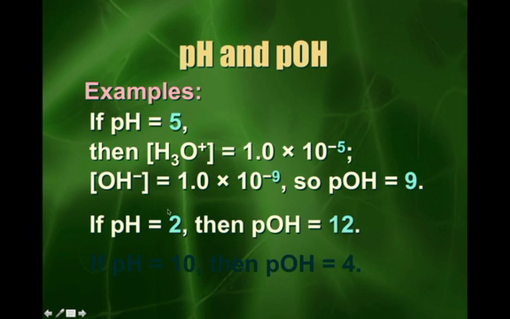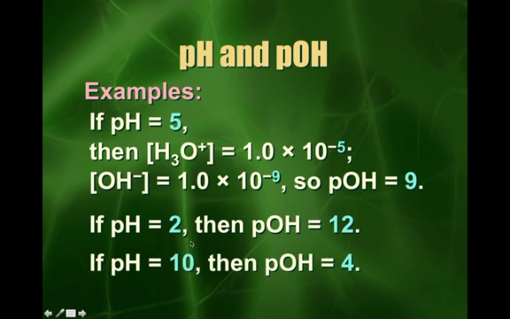Alright, if the pH is 2, the pOH is 12. Again, 2 plus 12 is 14. If the pH is 10, then the pOH has to be 4. Very simple. pH plus pOH is equal to 14.